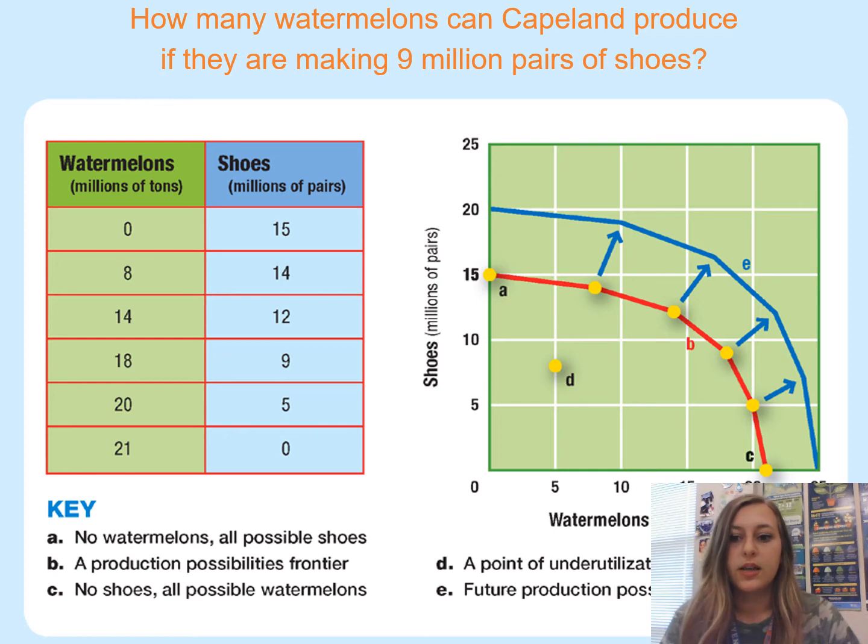Additionally, they're going to need laborers, right? They're going to need workers. So are you going to allocate your workers to producing shoes or producing watermelon? Right? So on and so forth. So I'll have you answer this question on your own. Please let me know if you find it too challenging or have questions or concerns about it. Please just reach out to me.